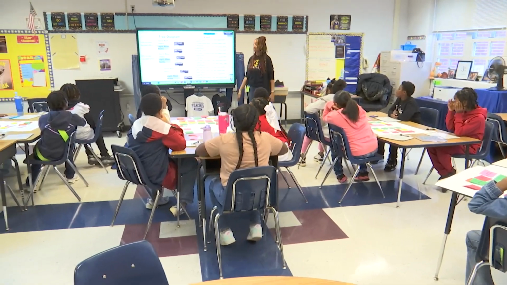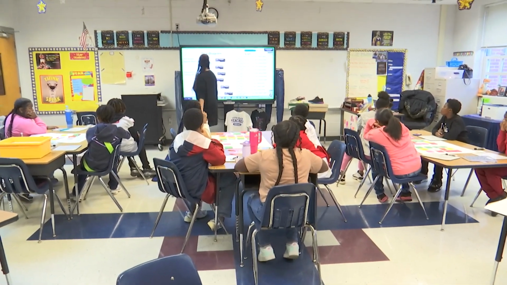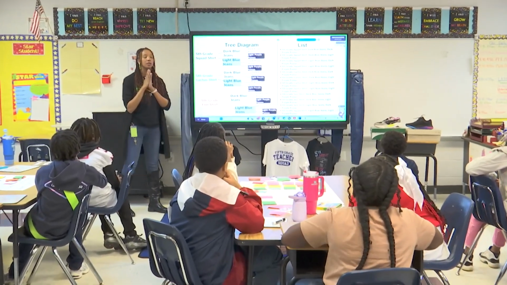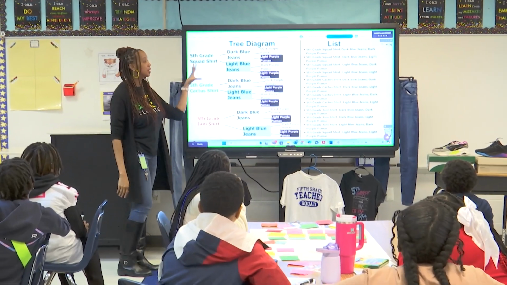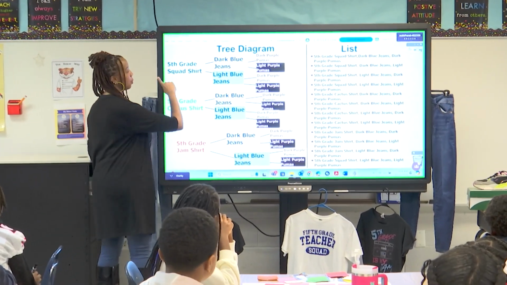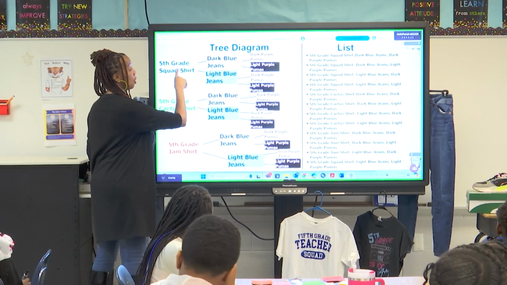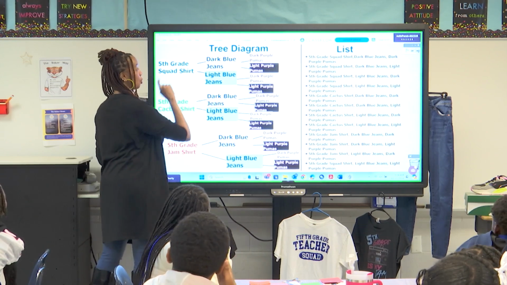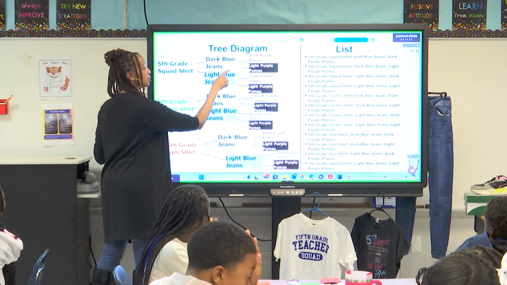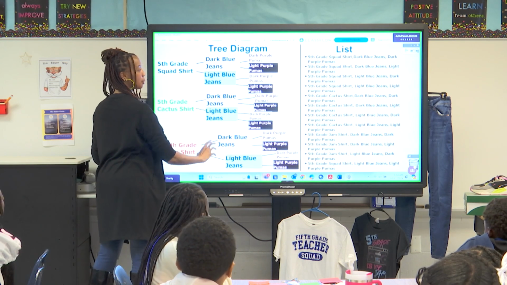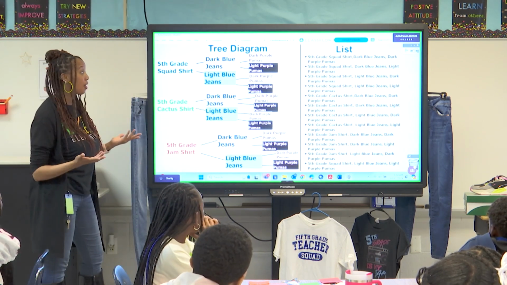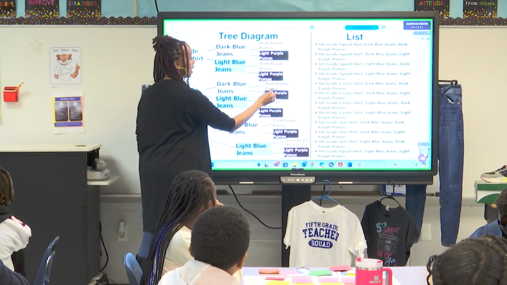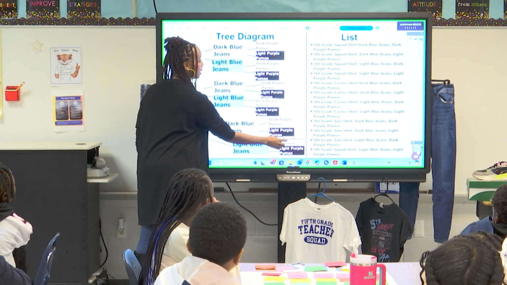I took the time and I did a tree diagram of my outfits, and I did a list. The important thing about doing a sample space is that every single combination has to be accounted for. So I could wear the 5th grade squad shirt with the dark blue jeans or with the light blue jeans. I could wear it with dark blue jeans and dark purple Pumas, or with dark blue jeans and light purple Pumas. You see how I'm accounting for every single possible combination? And to know how many there are at the end, all I have to do is count my last branches: 1, 2, 3, 4, 5, 6, 7, 8, 9, 10, 11, 12.